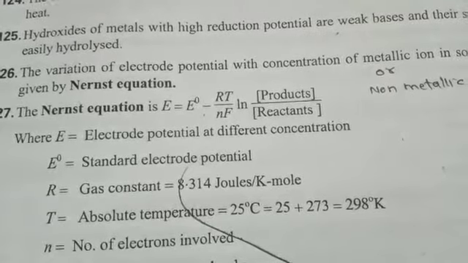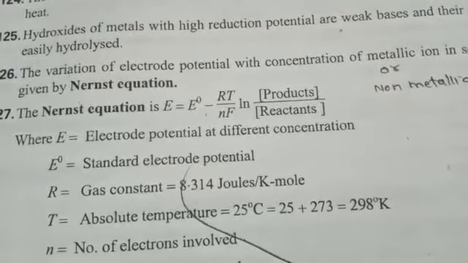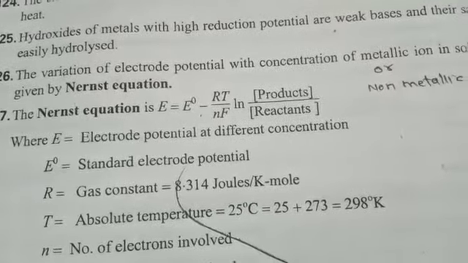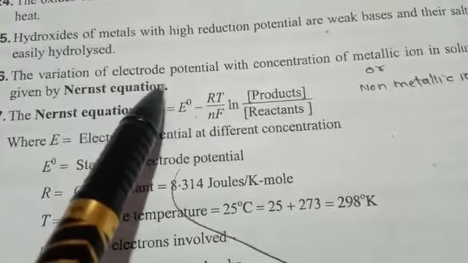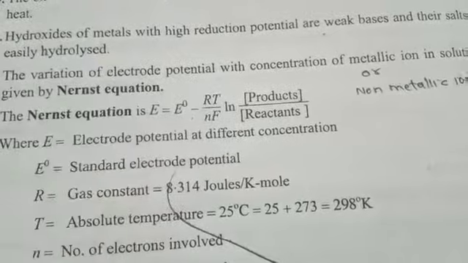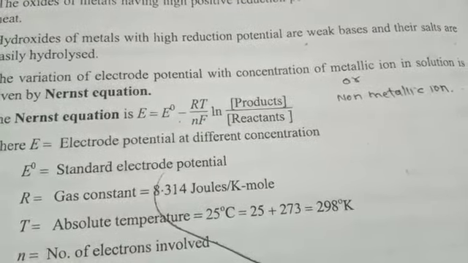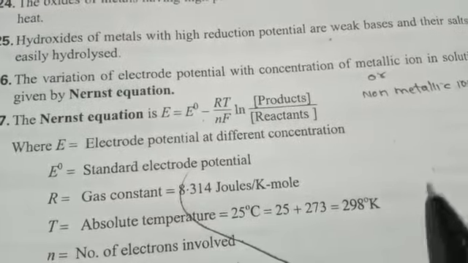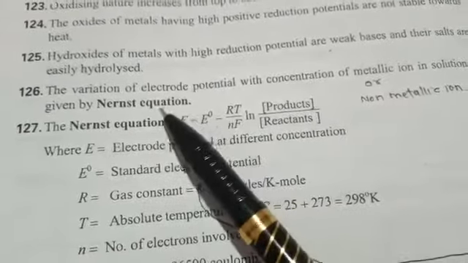Here in this class we are going to learn about the Nernst equation. The definition of the Nernst equation is that the variation of electrode potential with concentration of metallic ion in solution is given by the Nernst equation. So what is the definition of the Nernst equation here?